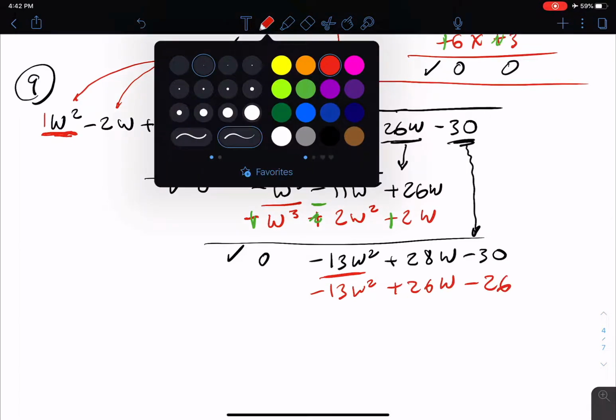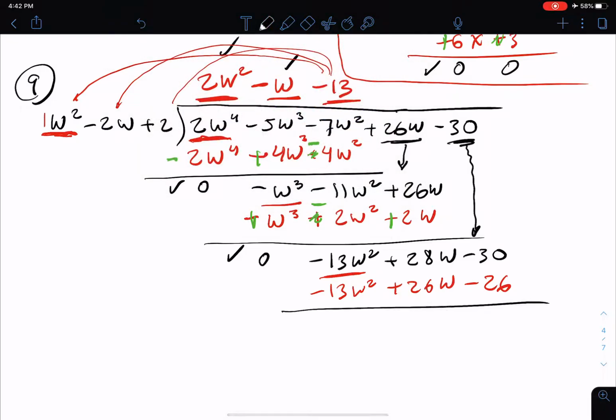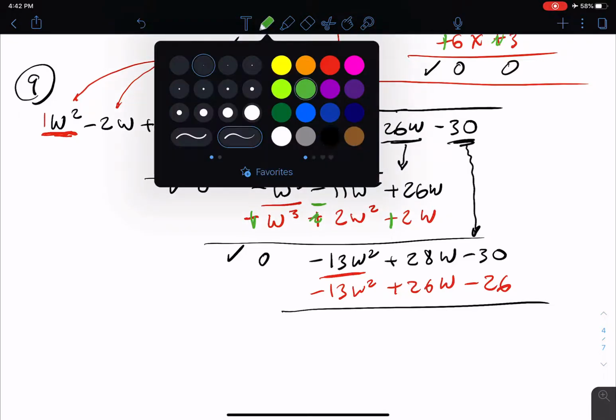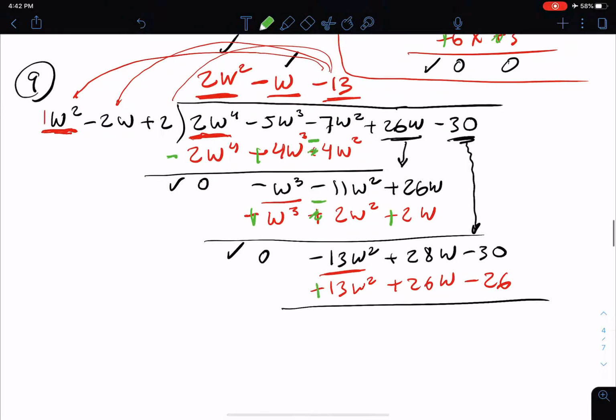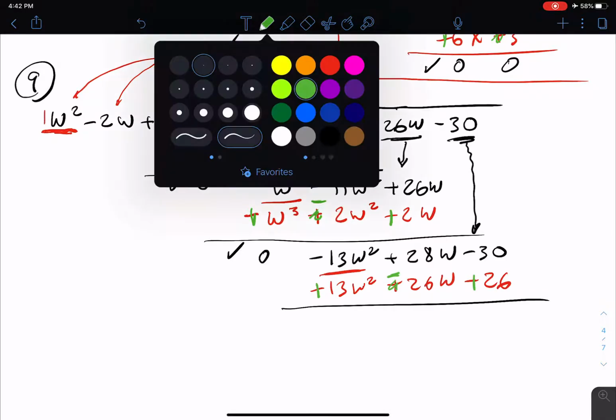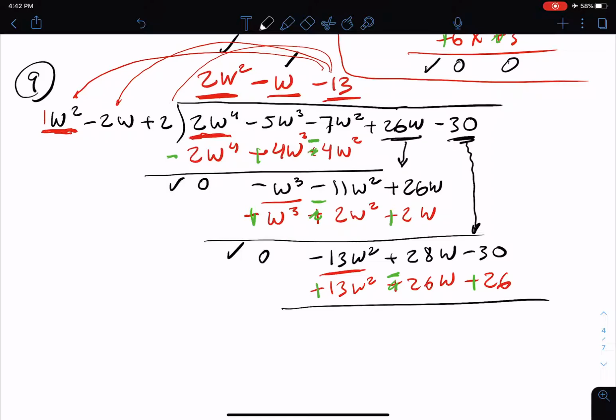Now we're going to subtract. We do our polynomial subtraction. We change our signs. We add them up, and we get 0, which has to happen, perfect. And I've got a 28 and negative 26, so that's going to be 2w. And I've got a negative 30 and a positive 26, that's negative 4.